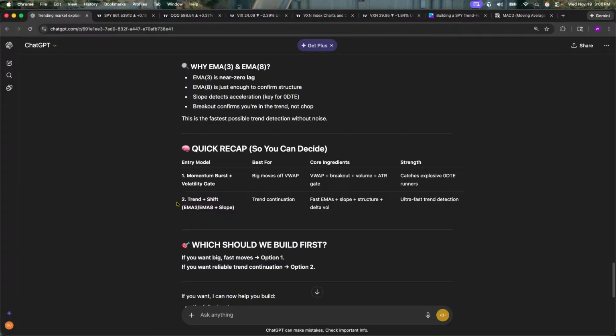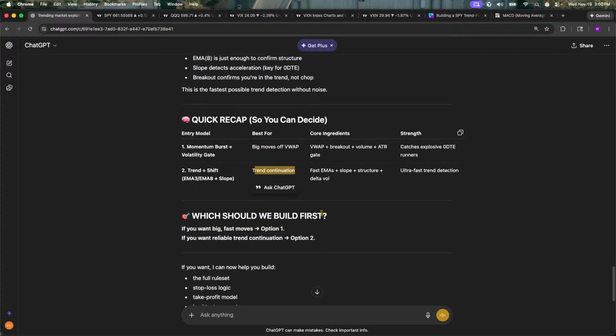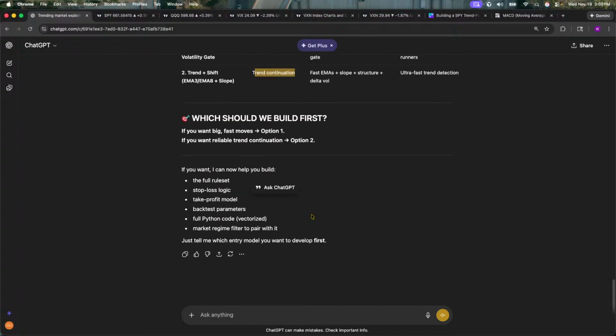All right, I'm liking this trend continuation. Big move off the VWAP. This trend continuation, I'm liking this one. Which one are y'all liking? Go ahead and put option 1 or 2 in the comments, and I'll decide. All right, I'm going to go with option 2.